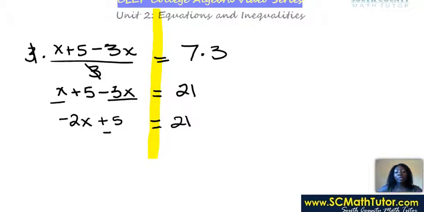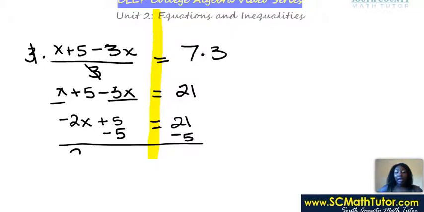Okay, and now you want to subtract 5 on both sides to get all your constants on one side. Subtract 5 on both sides. So now you have negative 2x. This goes away. Negative 2x becomes 0, disappears, is equal to 21 minus 5, and I believe that is 16.